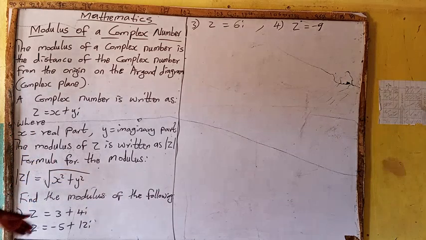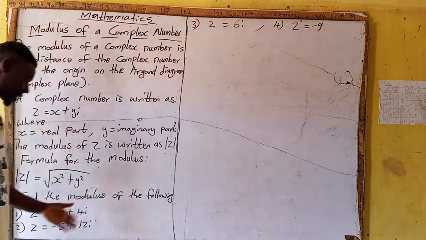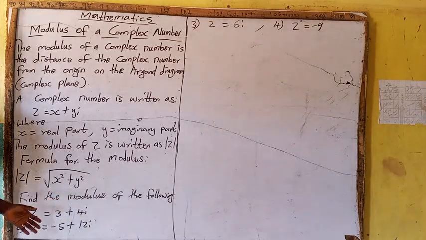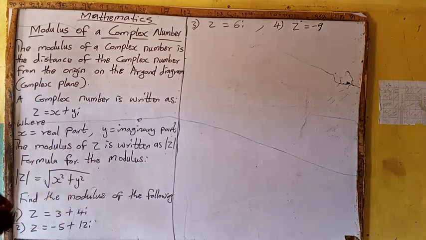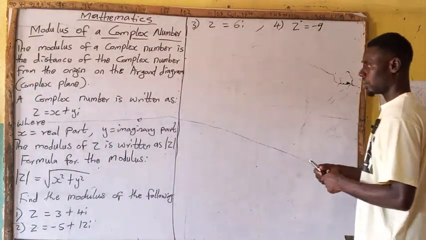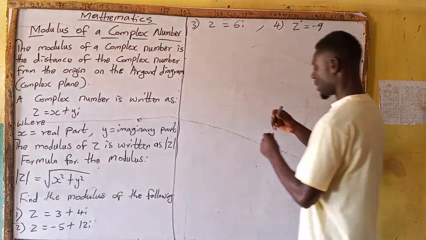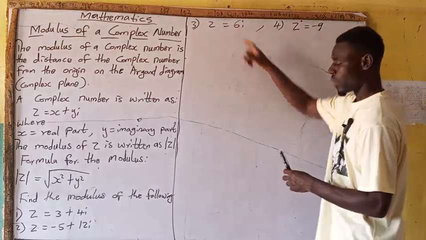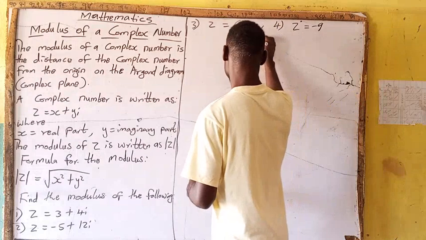Sometimes they will write find the modulus of the following complex number, or sometimes, like this case now, they did not write it. So you have to know. Now, you should note something. I will explain this aspect too. Now let's start solving. Solution.